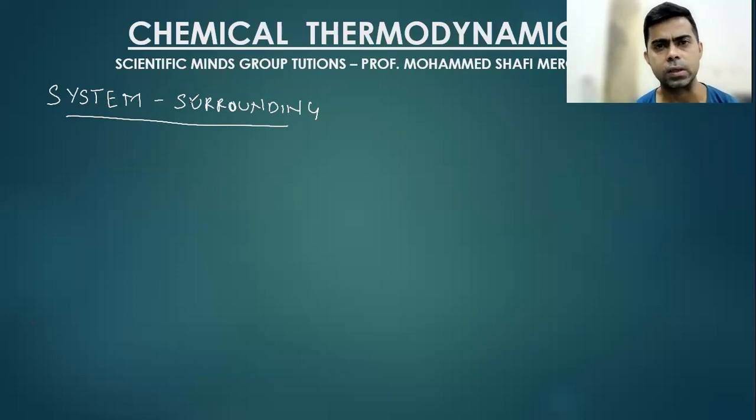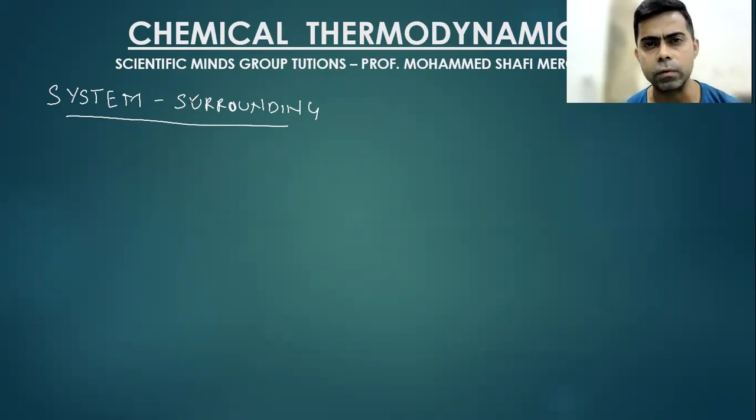Now, what is system and what is surrounding? First of all, the part of the universe, the entire universe, the part of the universe which is under thermodynamic study, thermodynamic consideration, will be called a system. And the area outside the system will be called surrounding, and system plus surrounding is equivalent to universe. So you need to remember this point.